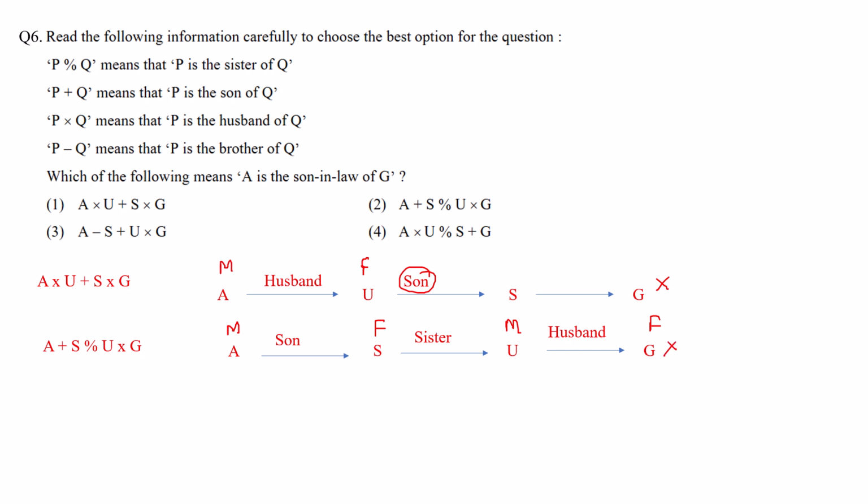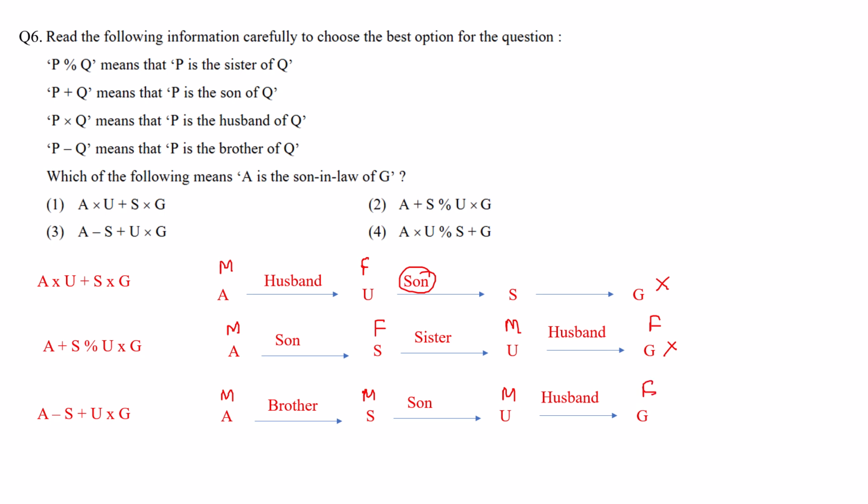Now moving to the third option. A minus S. Minus means brother. A is the brother of S. It means A is male. Next S plus U. So S is the son. So this is also male, and U cross G means U is the husband. So these are all male and this is female.